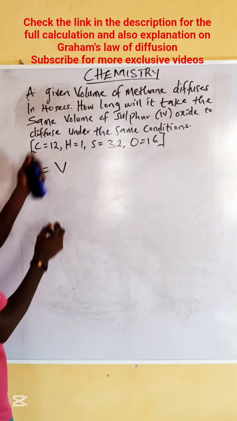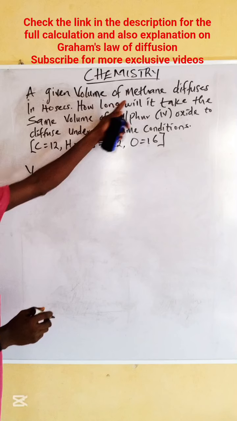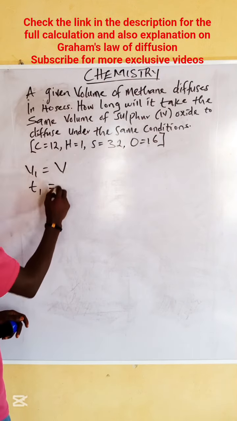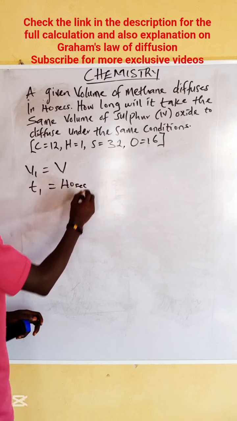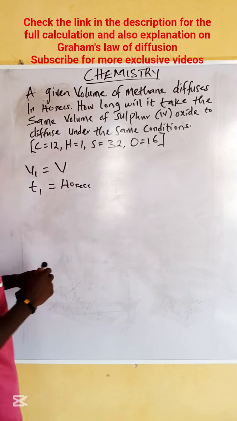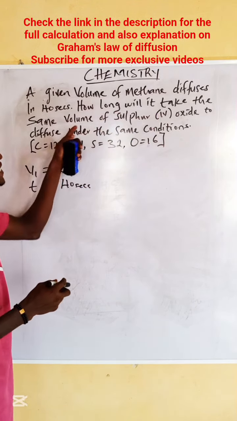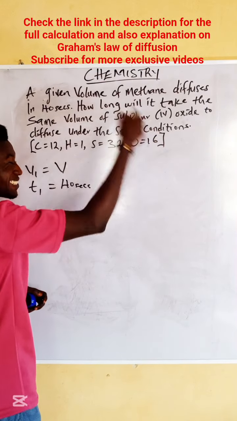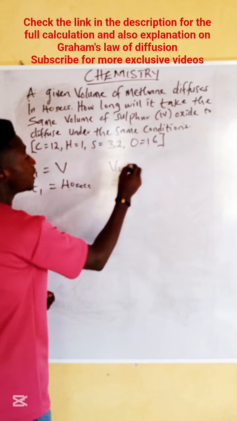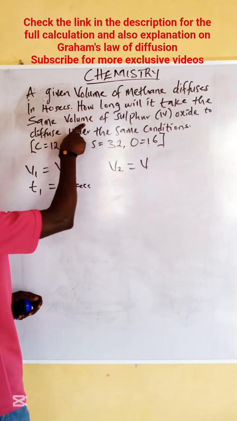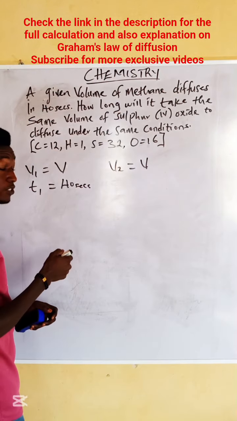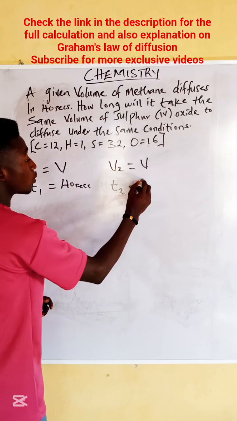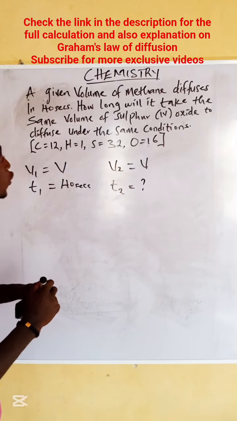Are we together? Then what is the time that is given? That is the time that methane diffuses. We have T1 equals 40 seconds. Good. So now they said how long will it take the same volume? That means our V2, because we are using 2 for sulfur oxide, our second gas, is equal to V because it is the same volume as that of our methane, V1. So how long? That is T2, which is unknown. That is what we are looking for.